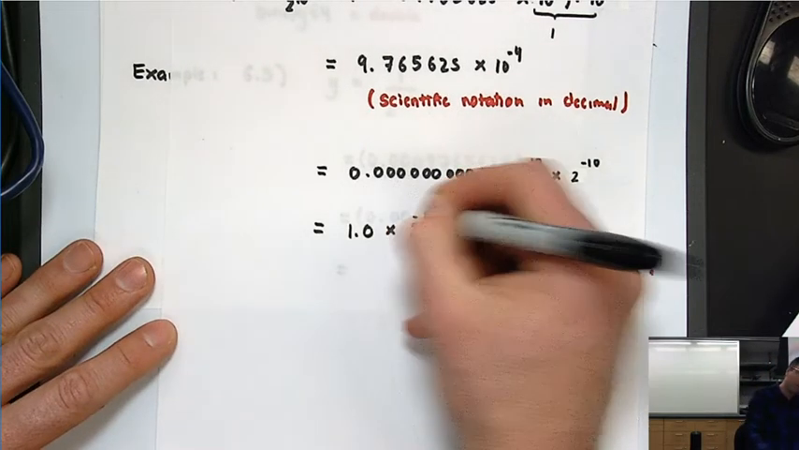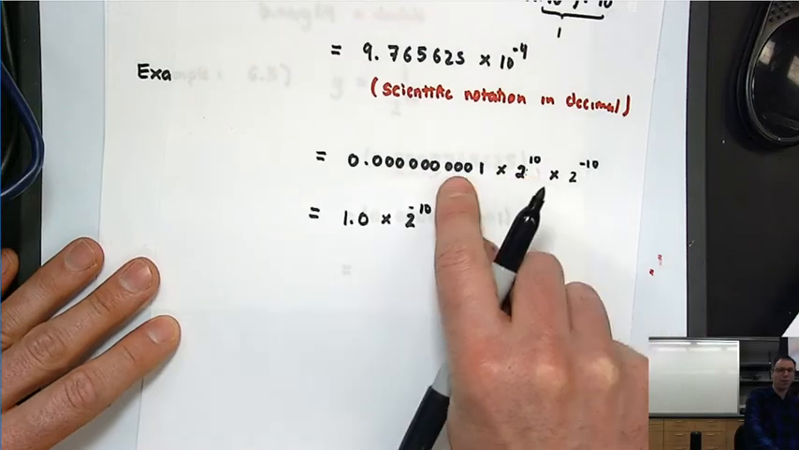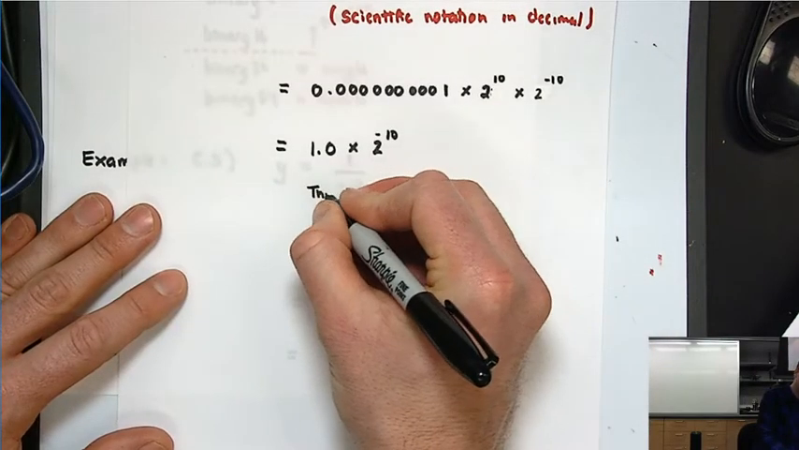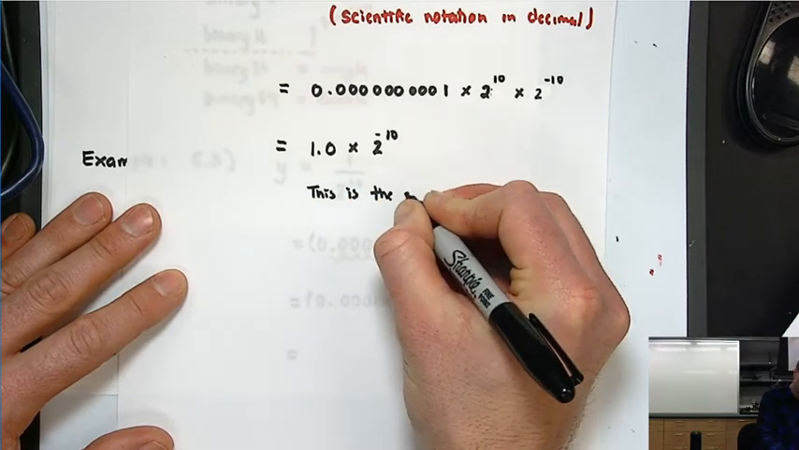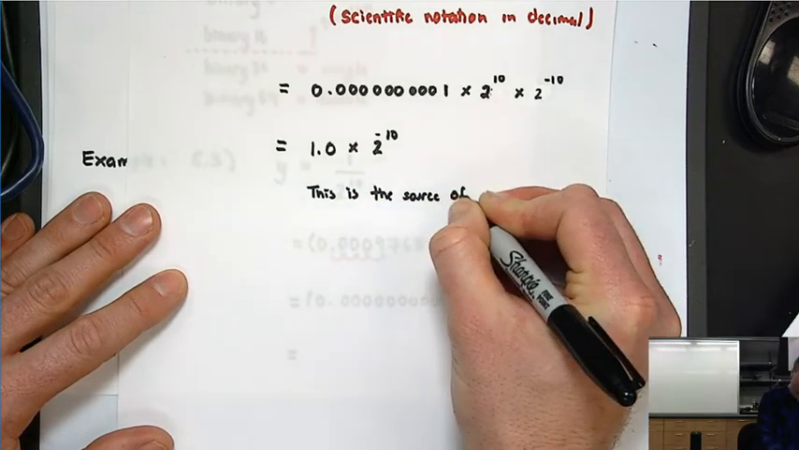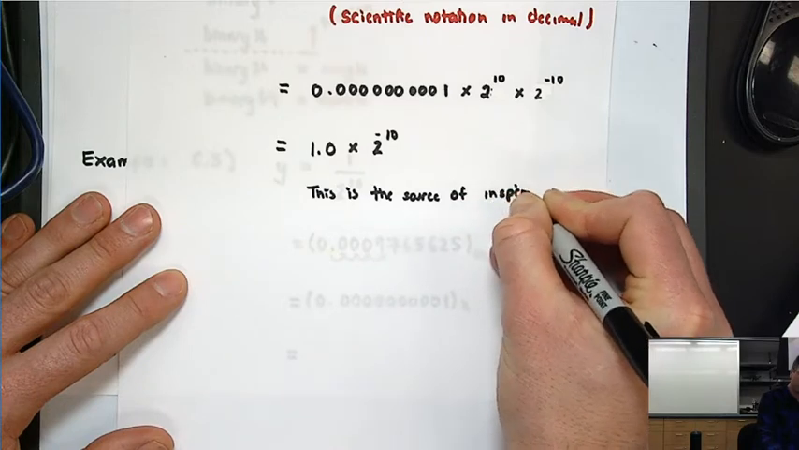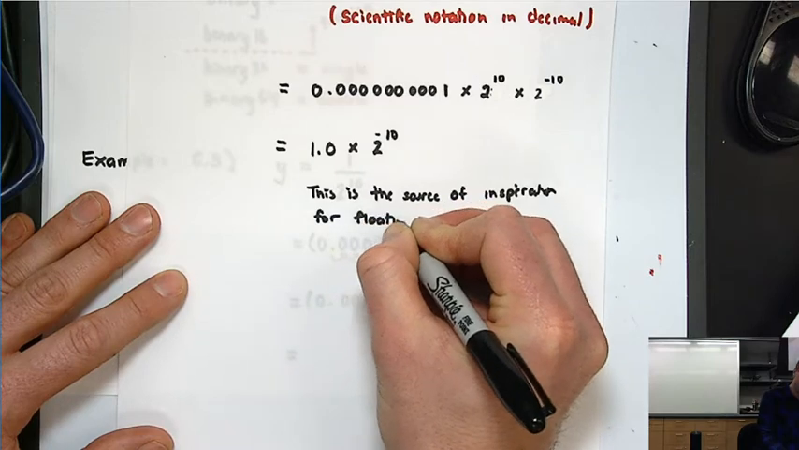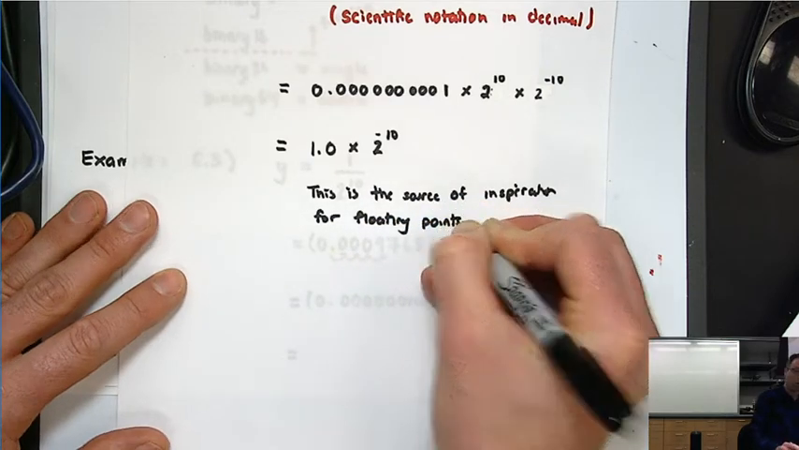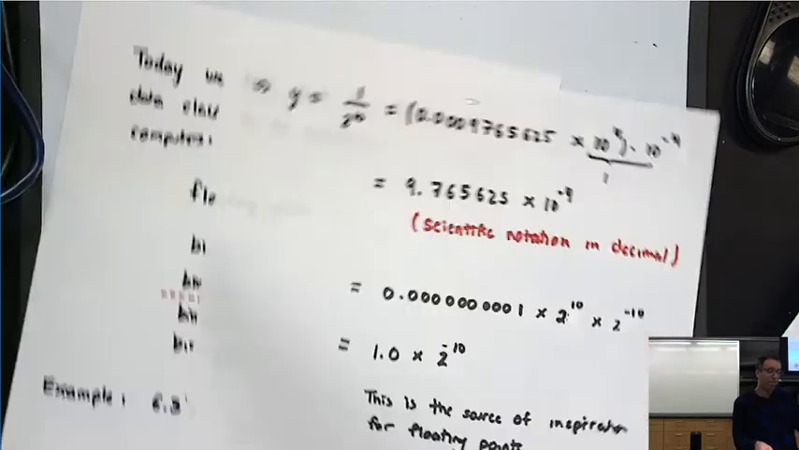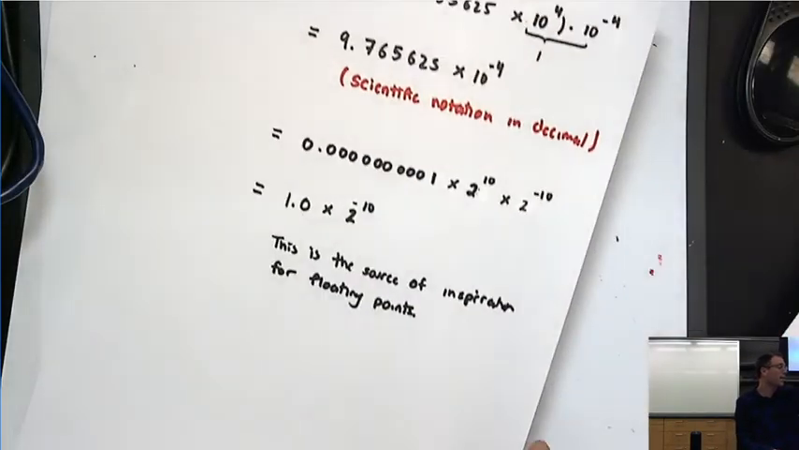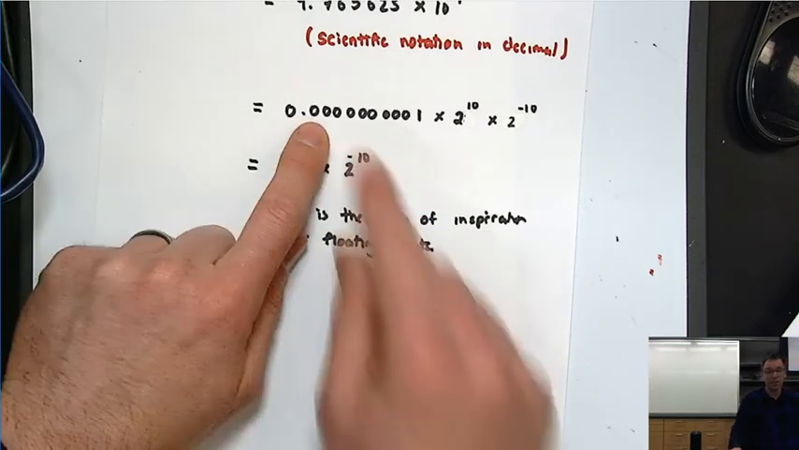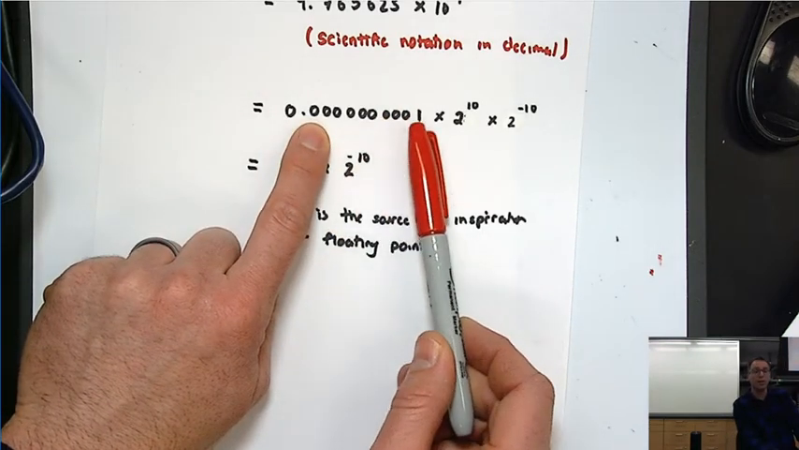Sorry, of course, because this is the one up front. Okay, so this is the source of inspiration for floating points. What do we mean by that? What do you notice in each of these examples? What's happened to the actual decimal point? It's literally floating down the string of bits.